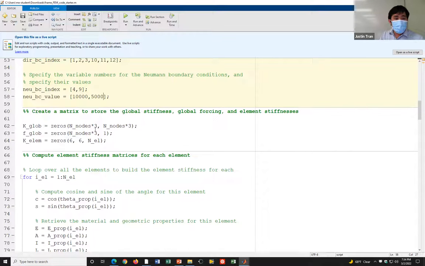The first thing we have here is K global, which is our global stiffness matrix. You can see that the dimensions of this matrix are n nodes times 3, comma, n nodes times 3. For this particular problem, we have 4 nodes, and each of the 4 nodes has 3 degrees of freedom. That means we need 12 rows and 12 columns. If n nodes is equal to 4, then 4 times 3 is 12, so we have 12 by 12.